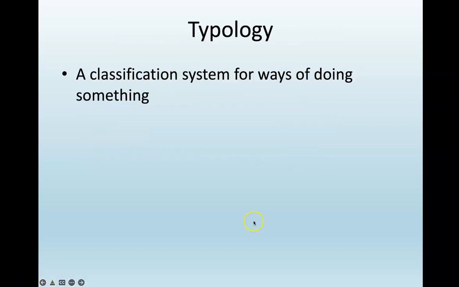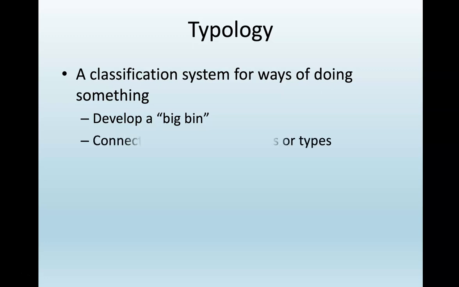Let's move on to typology. A typology is a system for classifying ways of doing something. Researchers can identify a conceptual big bin and then connect it with related smaller concepts, ideas, processes, or types. These can serve to be part of your research, or, as we're saying, the entirety of your research.